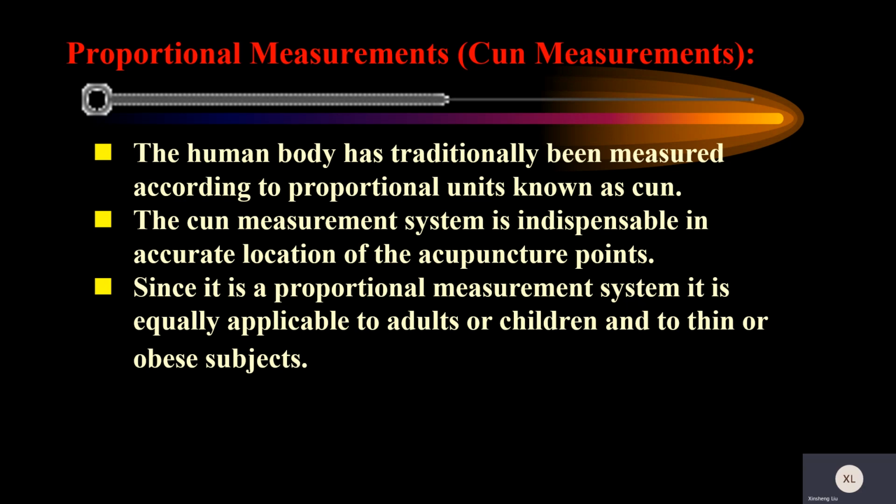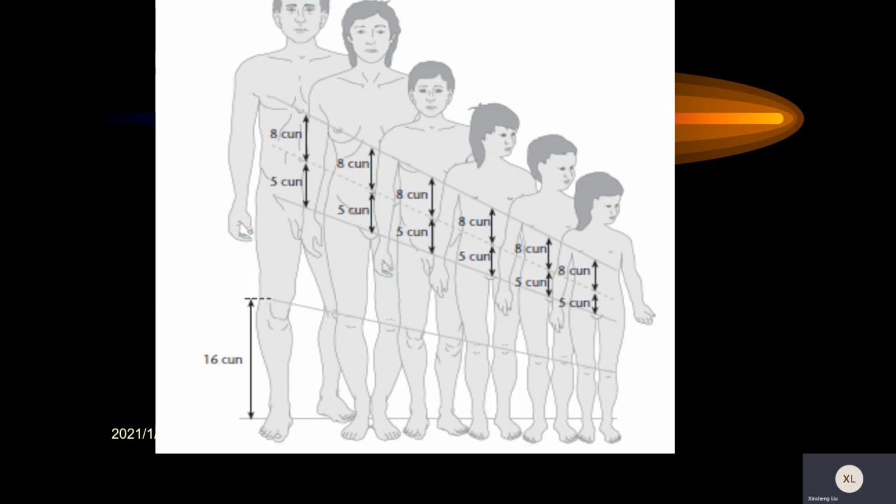The real length differs. So the cun measurement system is indispensable in accurately locating the acupuncture points. Relatively, it is accurate. But in my point of view, you should still combine the bony landmark, the anatomical landmark, then you can find the accurate location of the points. Since it is a proportional measurement system, it is equally applicable to adults or children, to thin or obese subjects. Whatever your size, big or small, tall or short, it works the same.